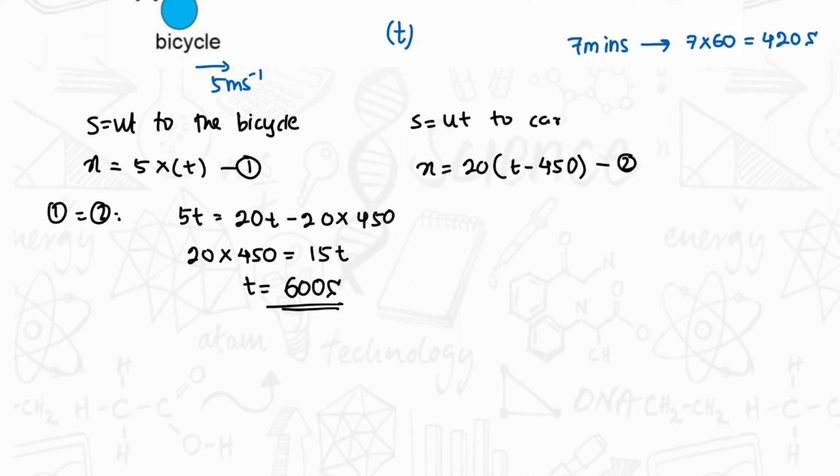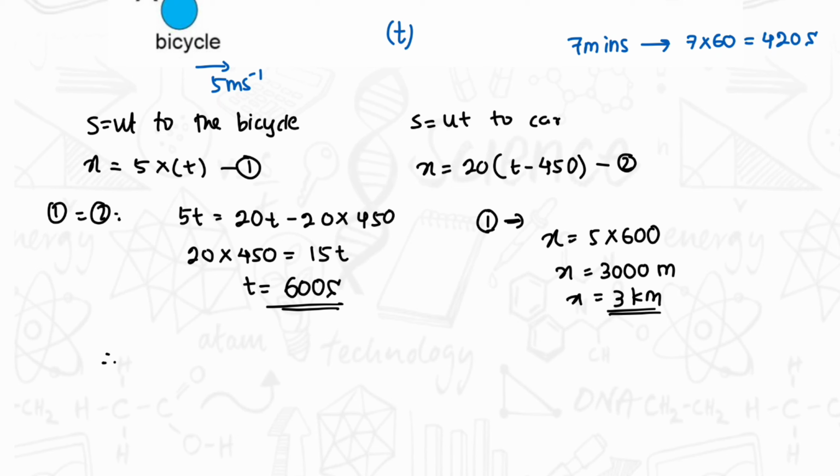Then in order to find the distance between A and B, we substitute t equals 600 into the first equation, that is x is equal to 5 into 600. Then we have 3000 meters or 3 kilometers. Therefore, the distance between A and B is equal to 3 kilometers.